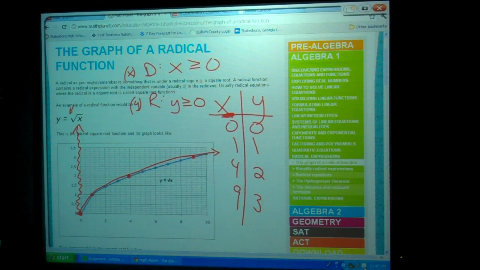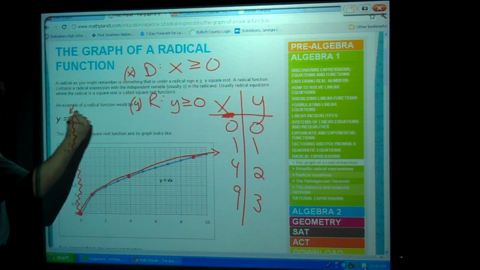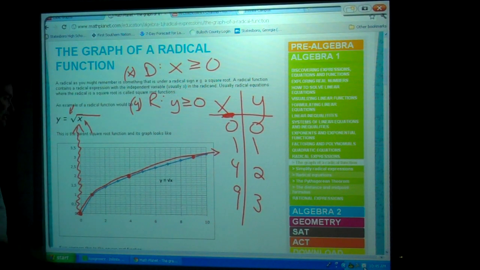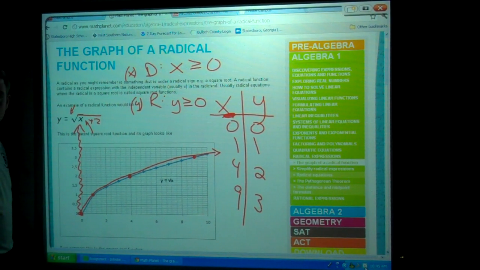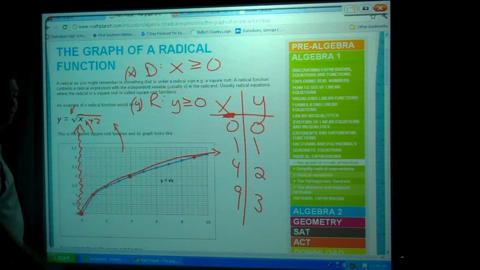Where else could I stick a number? Inside the radical, right? I could put it underneath there. I could say x plus 2, and that would change things. Where else could I stick a number? I could stick it on the outside, right? I could say minus 3 on the outside.